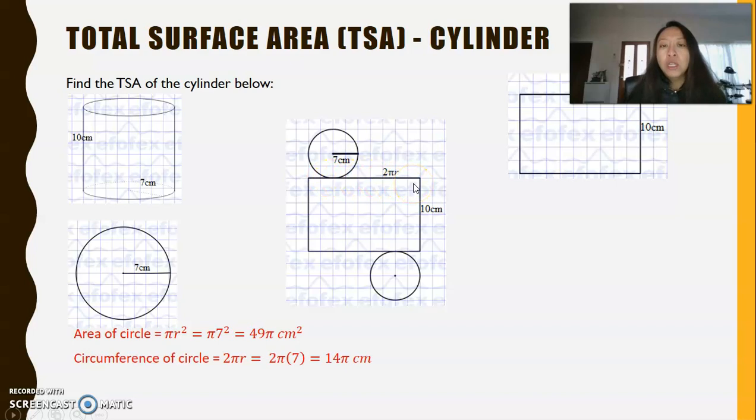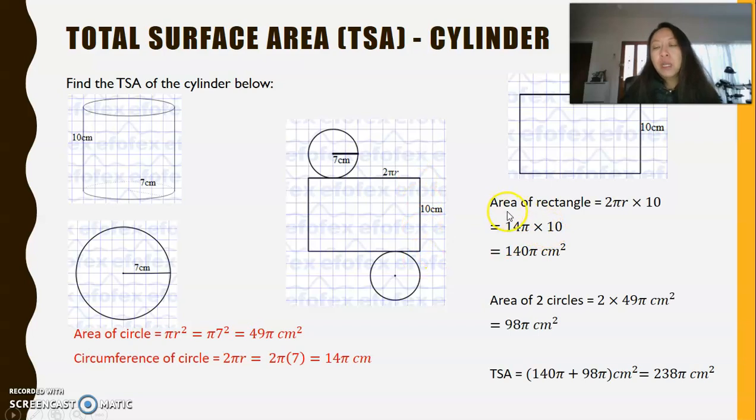In order to get the area of this rectangle, we need to times the length, which is 2 pi r, by 10. So the area of the rectangle will be 2 pi r times 10. Because my radius is 7, this will give us 14 pi times 10, which is 140 pi centimeters square. This will be the area of my curved surface of my cylinder.